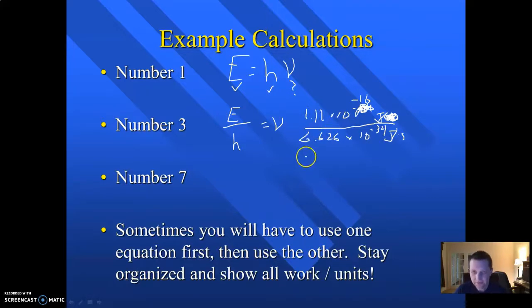And we need 3 sig figs, so we get 1.69 times 10 to the 17th. That's pretty normal. Frequencies are pretty fast. That's a lot of waves per second. Per second, or hertz, is equal to your frequency. Okay, so easy money, right?